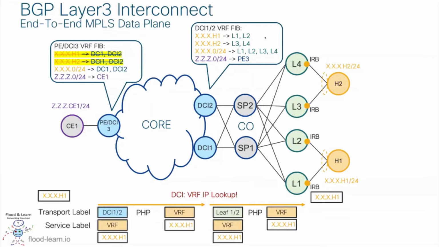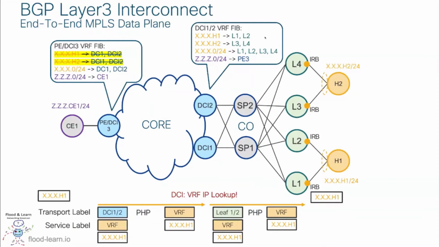So when I'm sending the packet from the PE3, first, I will impose the transport labels of DCI1, DCI2, and another label will be the service label, typically the VRF or the prefix label. It's just about the allocation of the label inside the VRF, and then I have the original IP packet from the C with destination address, in this example XXXH1. I will arrive on the DCI because of the PHP. The top label will be the VRF label. I will do the lookup, and I will see that H1 is basically sitting behind L1 and L2.